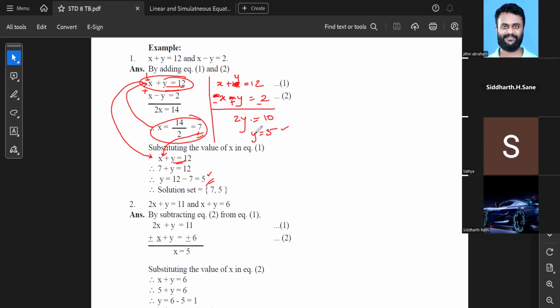So whichever method you use, it doesn't matter. You're going to get the same answer. Hence, we say the solution set is 7, 5 because the x's value comes first and y's value comes second.